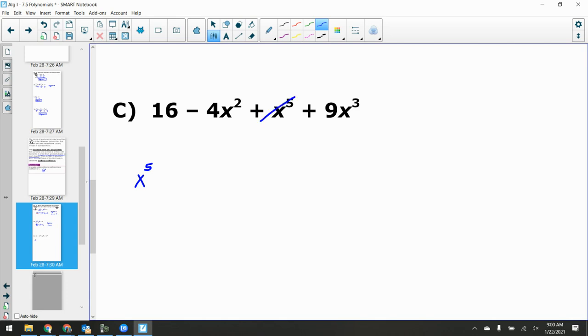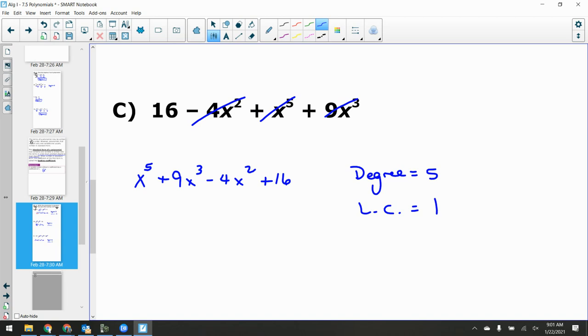And then what comes next? 9x to the 3rd. Good. And then what's next? Good. And then we have our 16. All right, so my degree, my biggest power, the power that I started with was that x to the 5th, so the degree is 5. And what's my leading coefficient? 1. Good. Because I have a 1 sitting out here in front of this x to the 5th.